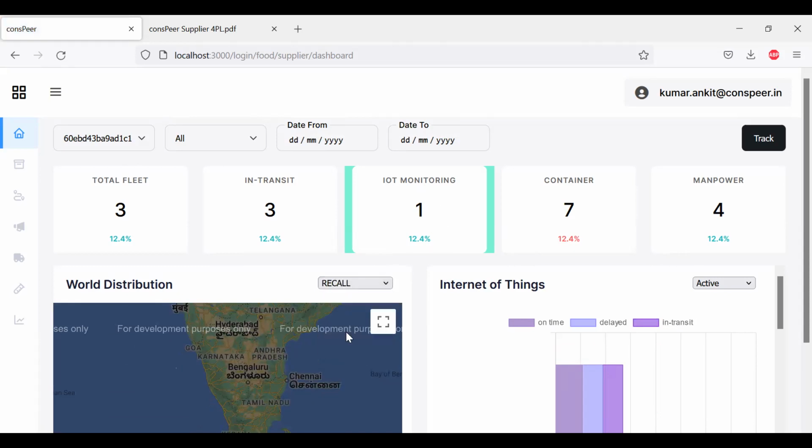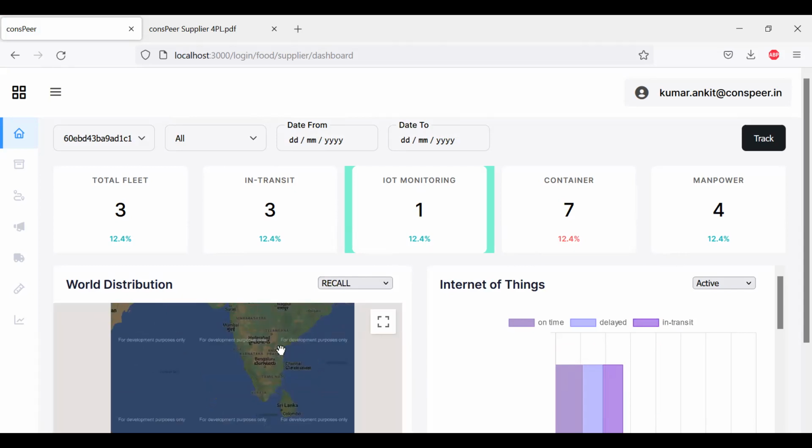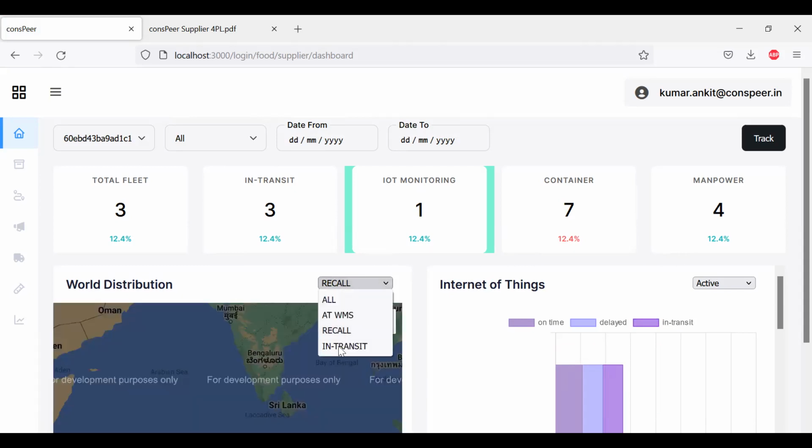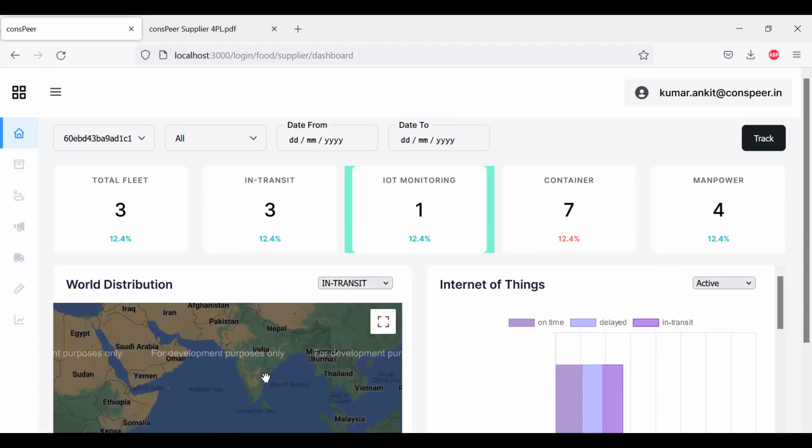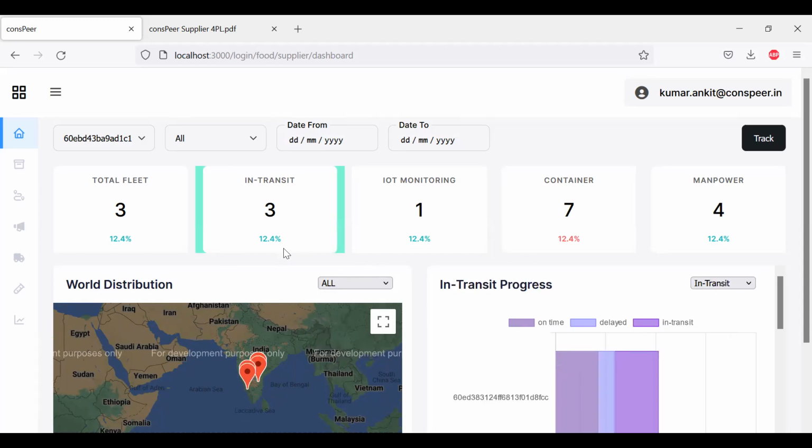Let's see, is it in recall? It is not in recall. Is it in transit? Is it in all? So all, what does it mean? It's neither in recall nor in transit, not at warehouses. It is in silent process. So it should be at warehouse. Okay, let it be. So these are in transit process. In transit in the sense all.